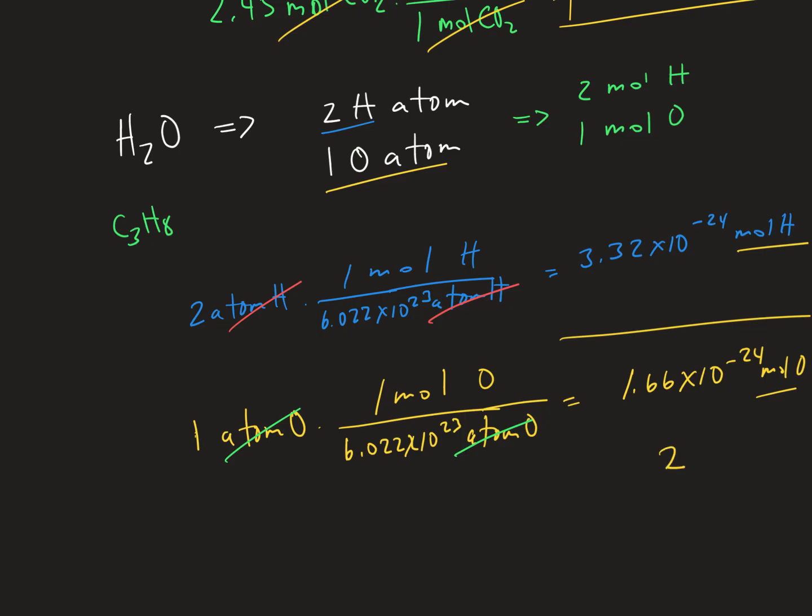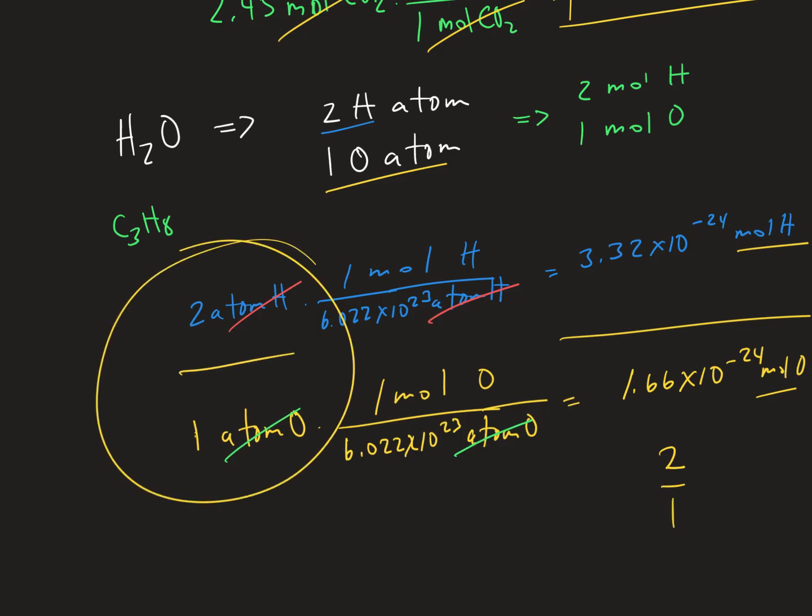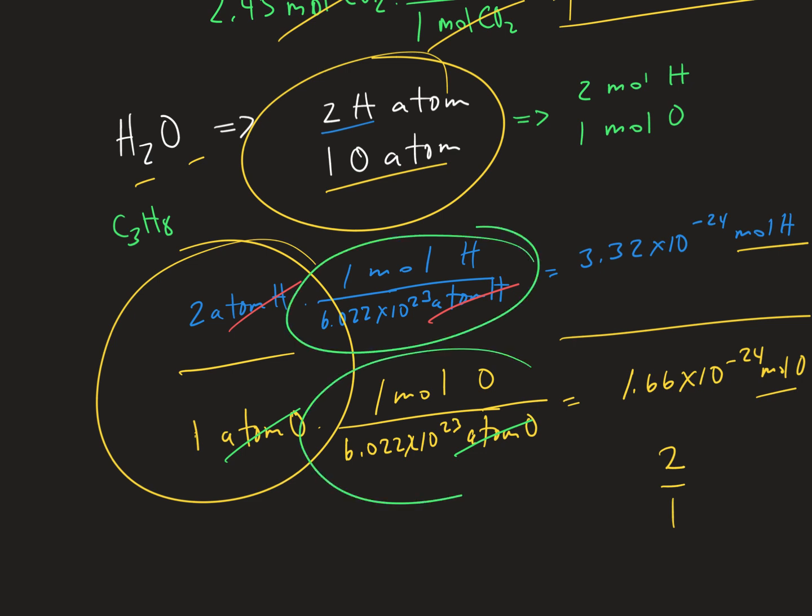2. The ratio is 2 to 1. And why does that work? Because we're using the same number to convert it to moles. Pretty cool, right? Now we don't ever have to use particles, except for maybe one problem on the exam.